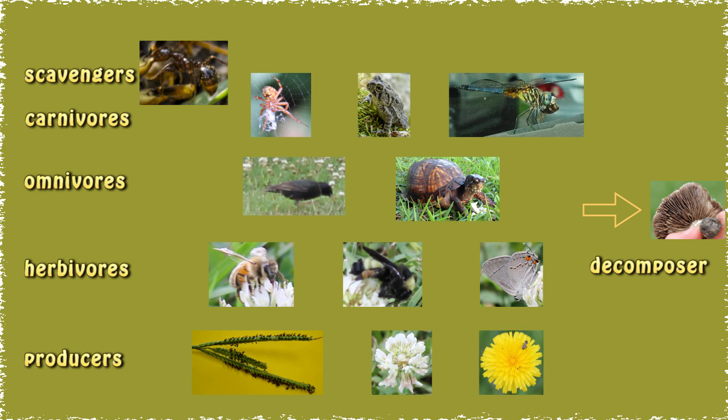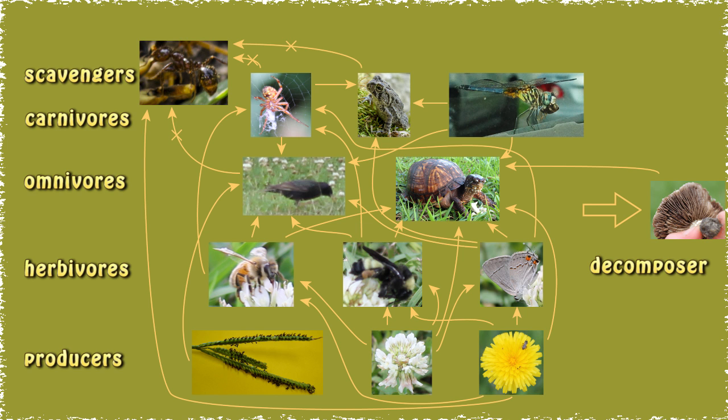Once you have your specimens arranged correctly, add your arrows to show the transfer of energy from one specimen to the next. Remember, the arrow always points in the direction of energy flow. Energy flows from producers to herbivores to carnivores and so on. Be sure to consider all possible relationships between your specimens and show this with your arrows.